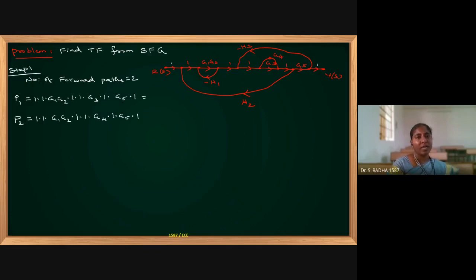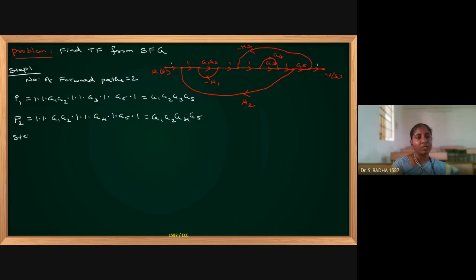And the product of gains in the path is G1, G2, G3, G5. This is the first forward path gain. Second one, G1, G2, G4, G5. These are the 2 forward paths. You can draw the diagram by the side and show it, if it is a long answer solution. But in an MCQ, we will ask only how many forward paths are there, or what is the product of gains in the first forward path. Like that only questions may come. This is about forward paths.